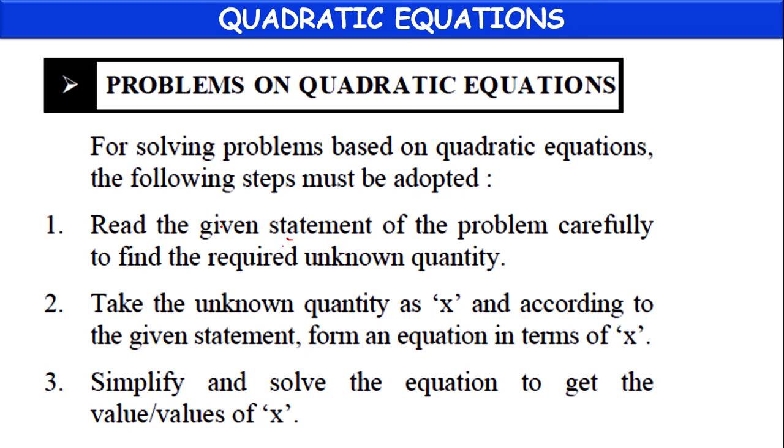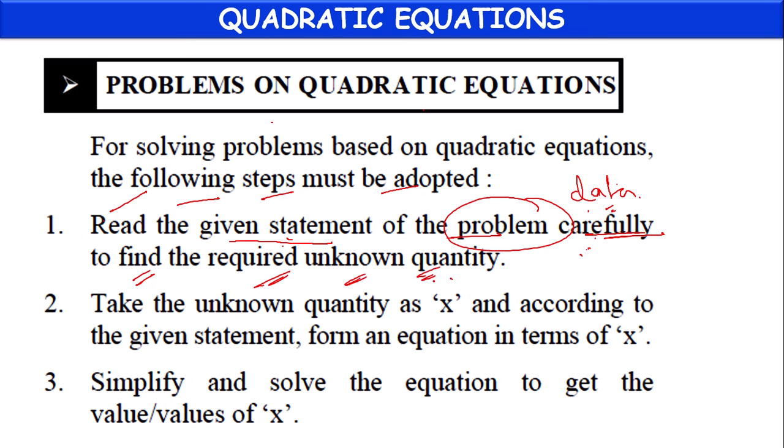Some steps are to be followed, children, for solving problems on quadratic equations. First, we have to read the given statement of the problem carefully. Whatever data is given, we have to read carefully and note down all the known values and unknown values, and find the required unknown quantity. We have to identify the unknown quantity and assume that it is equal to x.